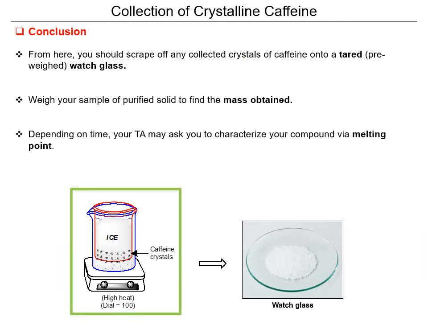Once you see caffeine crystals forming on the small beaker, you should scrape off any collected crystals of caffeine onto a tared or pre-weighed watch glass. Weigh your sample of purified solid to find the mass obtained. Depending on time, your TA may ask you to characterize your compound via melting point.